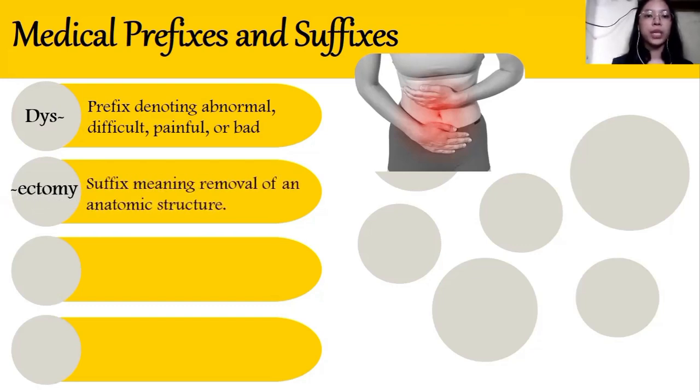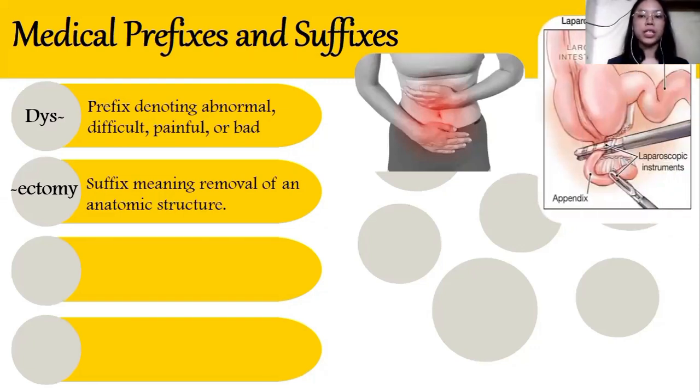Next is ectomy. Ectomy is a suffix meaning removal of an anatomic structure. Example, appendectomy. Appendectomy is a surgical operation in which the appendix is removed because it becomes inflamed or filled with pus, which we call appendicitis. Appendectomy may be performed using a laparoscope, an instrument to look at the abdominal organs.